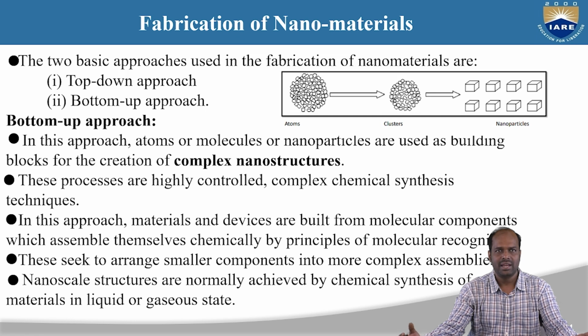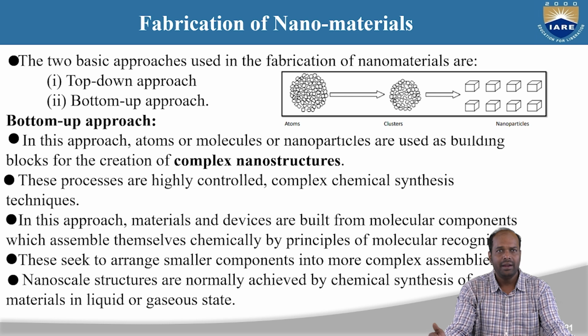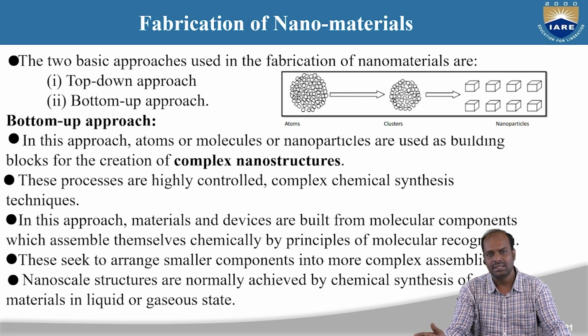Complex chemical synthesis techniques are useful. In this approach, materials and devices are built from molecular components which assemble themselves chemically by principles of molecular recognition. These kinds of materials arrange smaller components into more complex assemblies. Nanoscale structures are normally achieved by chemical synthesis of materials in a liquid form or in a gaseous state.